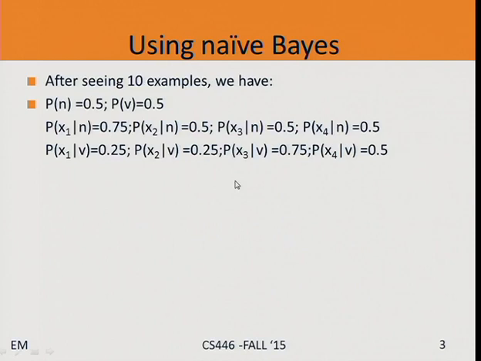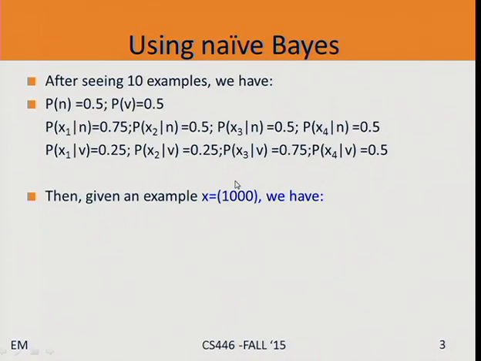Okay, let's take an example. Again, I'm doing this just to make sure that you understand naive Bayes. Very simple, but still, there's something to understand. Let's assume I've seen 10 examples, and let's assume that the parameters I've estimated from these 10 examples are: P of N and P of V are both 0.5. And these are the P of Xi given N. I'm just using four features. And these are the P of Xi given V.